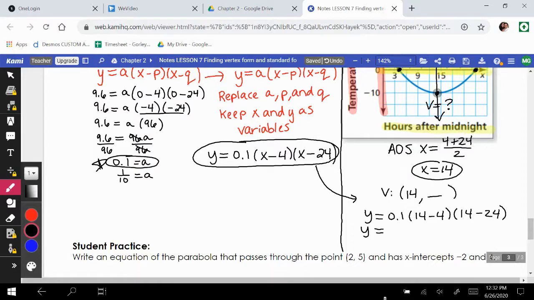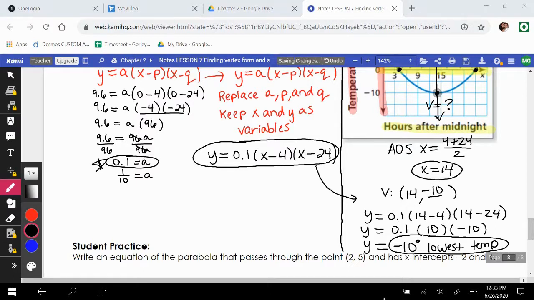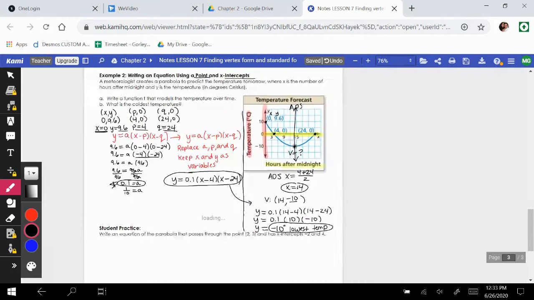Well, let's simplify that. We get 0.1 times 10 times negative 10. And if I multiply all of those components together, 0.1 times 10 times negative 10, I get a y output of negative 10. Okay, so negative 10 degrees is going to be the lowest temperature. And again, that would be the y value of the vertex, or the lowest point on your graph.